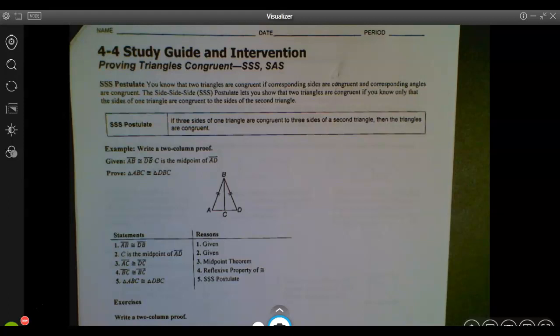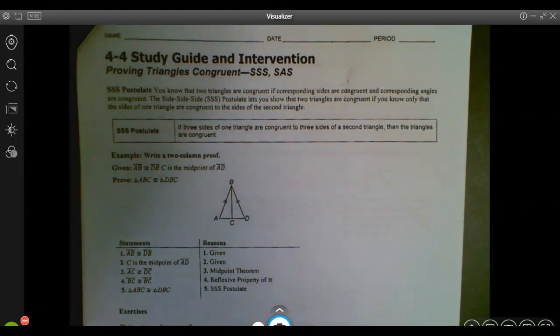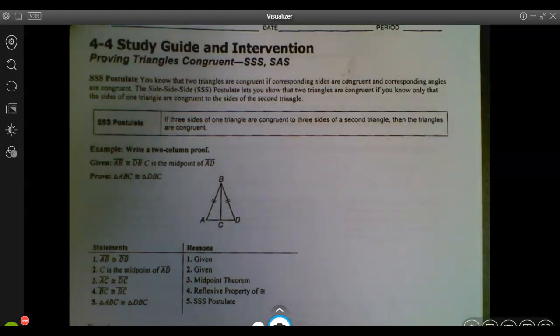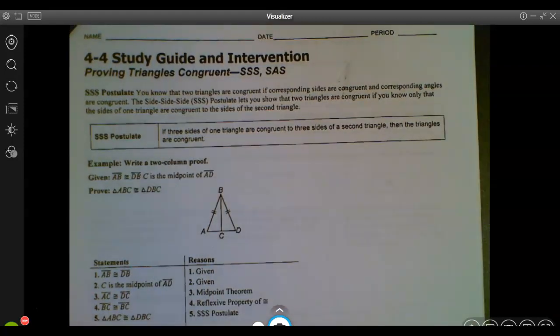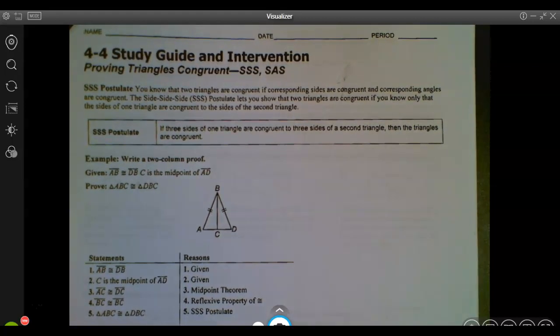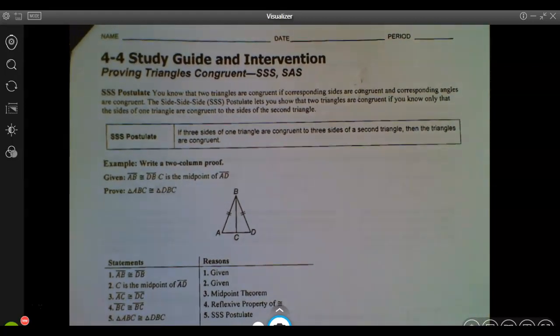So in particular, in section 4, we are going to see that the side-side-side postulate is one of the shortcuts, as well as the side-angle-side. So here's the idea. Instead of showing that all 6 corresponding parts are congruent, we can simply come up with just this information or just this information, and that's enough. That's enough to say that the triangles are congruent.